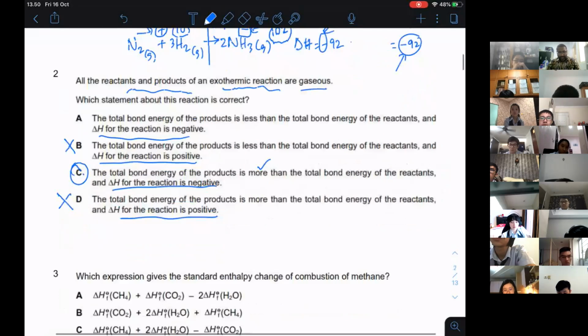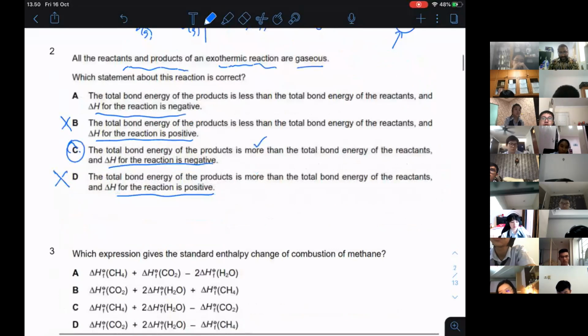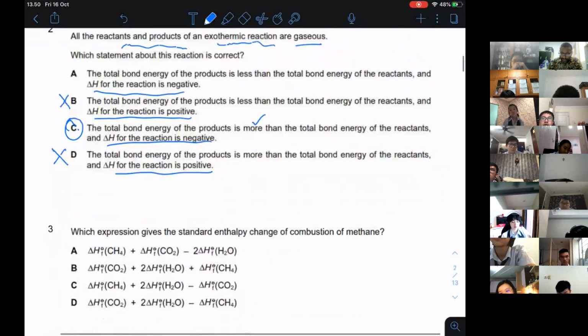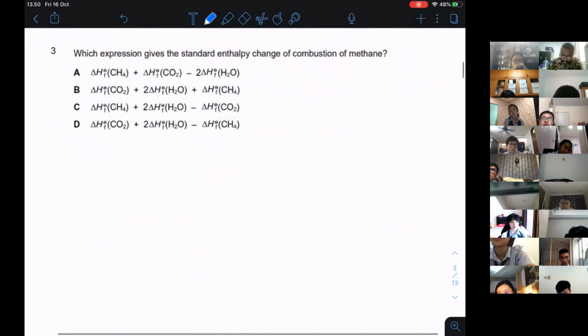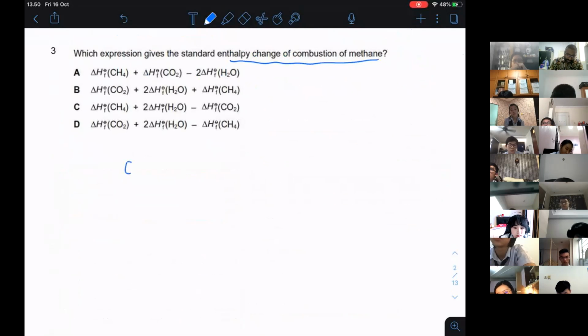Now, this is going to be very interesting. Which expression gives you the standard enthalpy change of combustion of methane? How to do this? Don't straight away look at the equation. You will get very confused. What you need to do is write down what is the enthalpy change of combustion of methane. Methane, CH4, when you combust, gives you carbon dioxide and water. Write it down. This is the enthalpy change of combustion. Write it down and balance the equation.